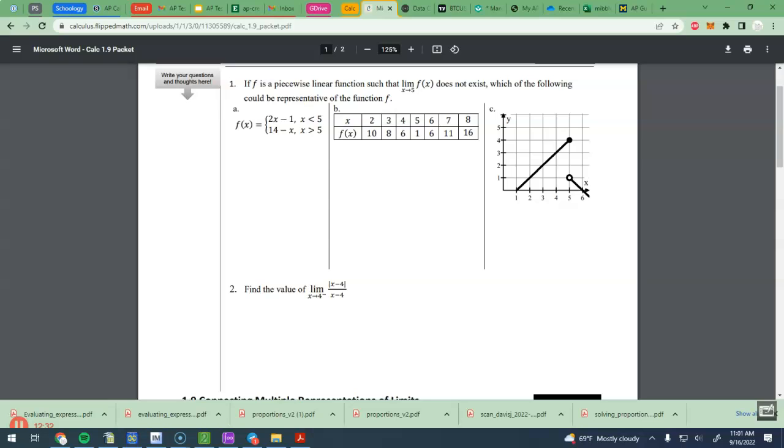Okay. So if f is a piecewise linear function, so linear is actually important. What does that mean, linear?